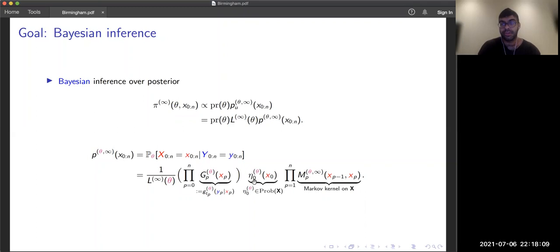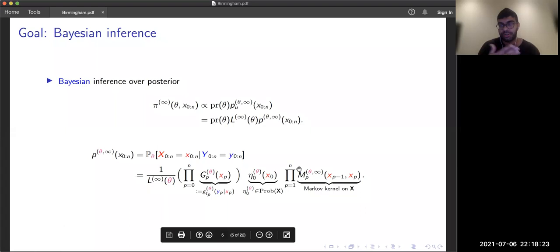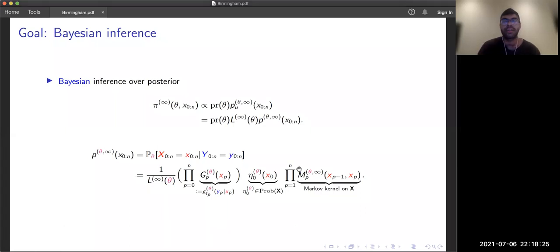Eta theta 0 is essentially the initial distribution that we have. And this is the Markov kernel, which goes between essentially one state x of p minus 1 to the next state x of p. So this is the general form that we're going to take for the actual inference that we're going to do in the next few slides. And I can always refer back to this slide if anyone is confused.